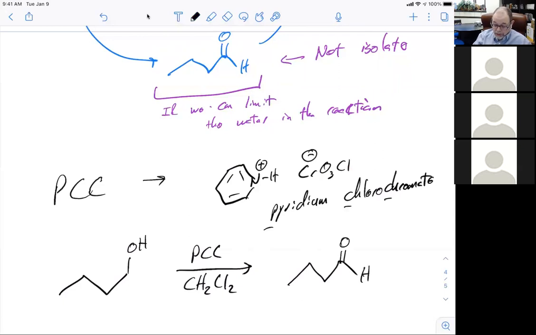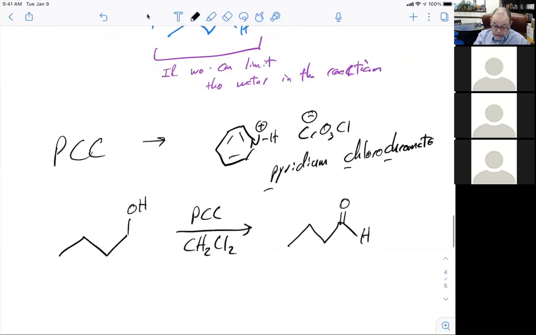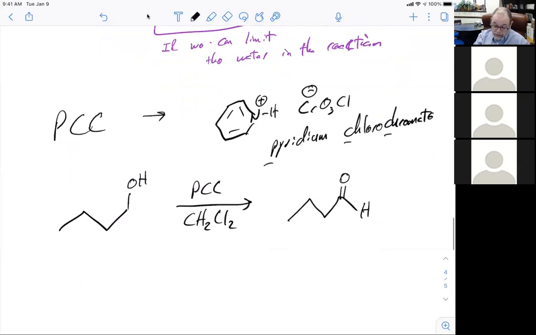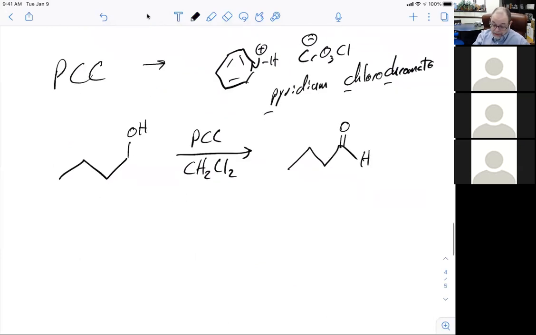So the pyridinium chlorochromate, because we're limiting the water, allows us to stop here. It turns out also the pyridinium chlorochromate, even if we added water, does not easily go to the carboxylic acid. But so now we've got a way to stop at the aldehyde. It also works with secondary alcohols.